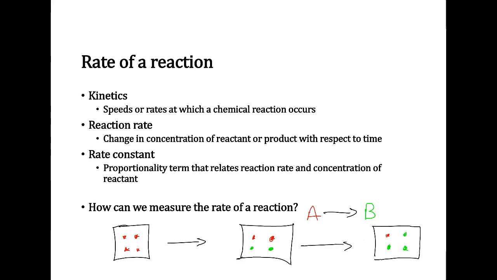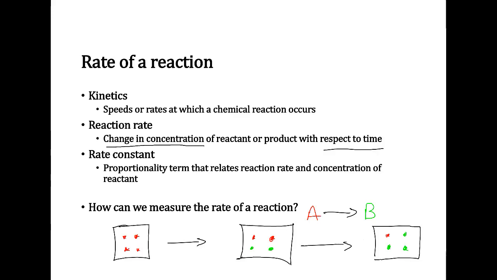So we're no longer looking at static systems. We have A plus B, and then it's C plus D. So we have reactants going to products. Now we're looking at how fast this change is occurring. And we're going to start to measure a reaction rate. And this reaction rate is going to relate the change in the concentration of the reactant or the product, whatever you're interested in, with respect to some amount of time.